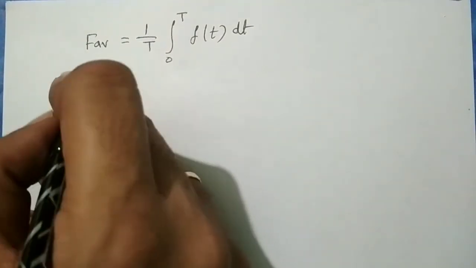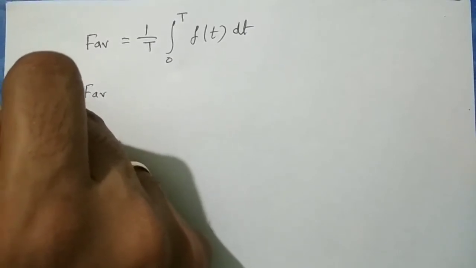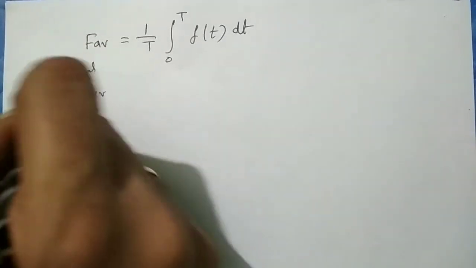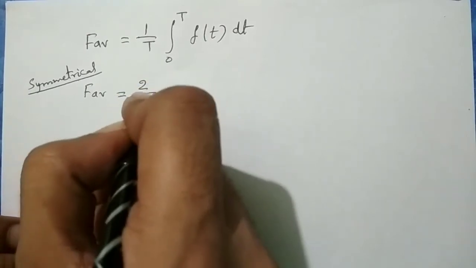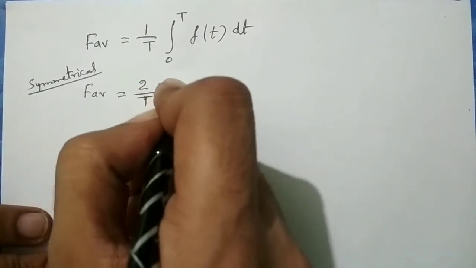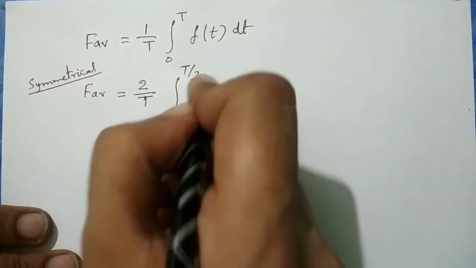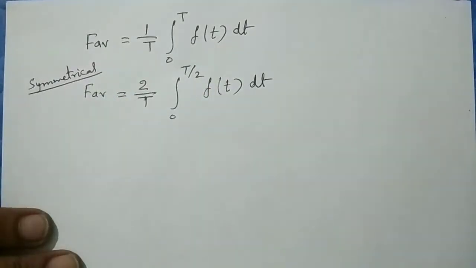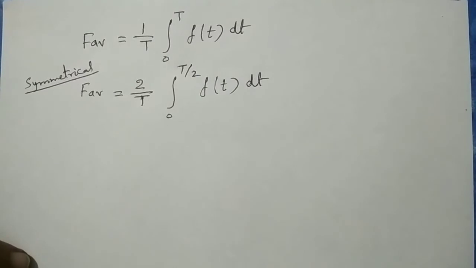Now for a symmetrical waveform, we can write it as 2 by T, because here we will consider only the half cycle. It will be T by 2, integral of f(t) dt. So in this method, we can calculate the average value for any waveform.